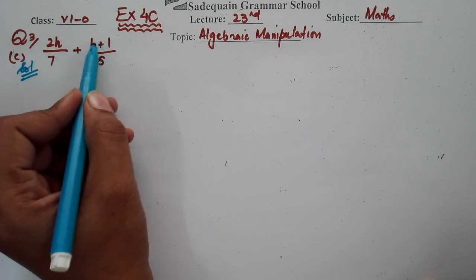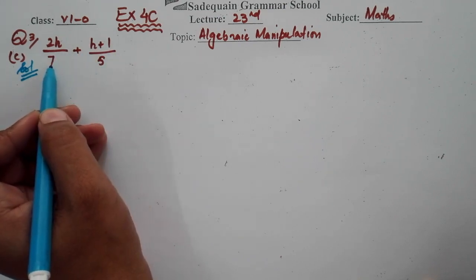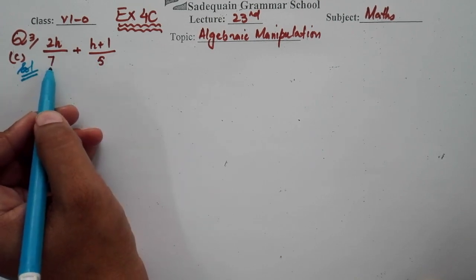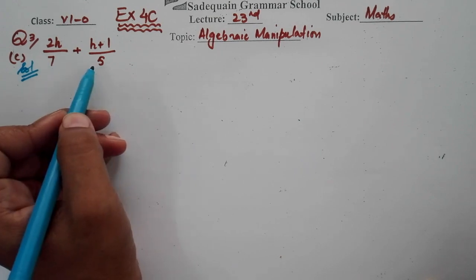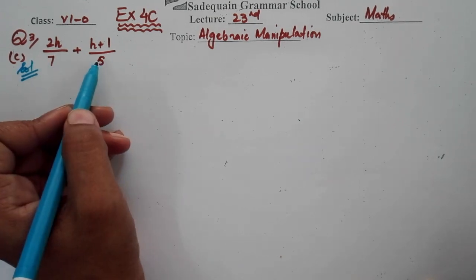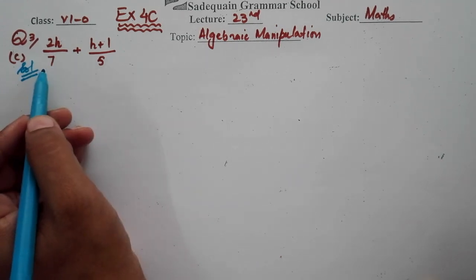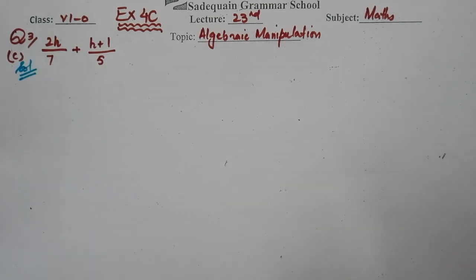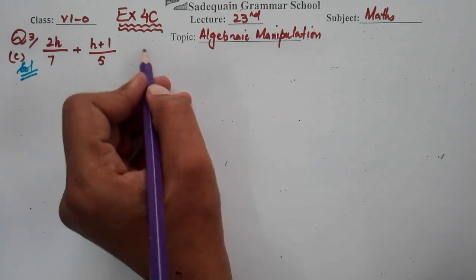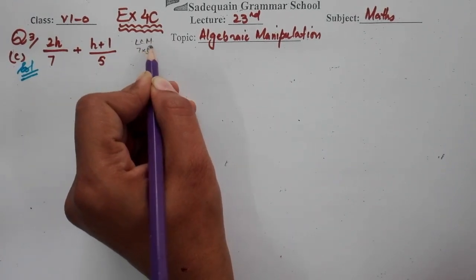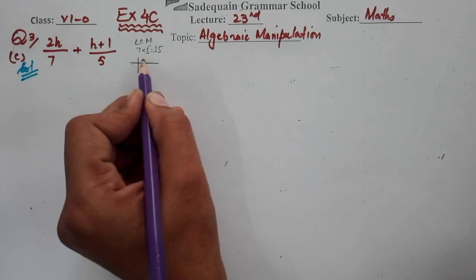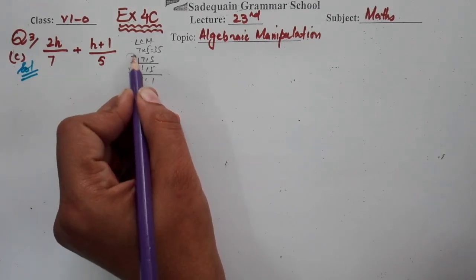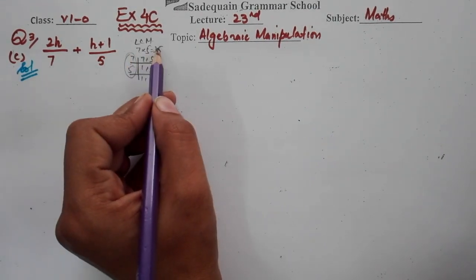Now, 2h upon 7 plus h plus 1 upon 5. The denominators are different, so in order to add them, we have to take the LCM. Both numbers, 7 and 5, are odd numbers, but they are also prime numbers. I'm giving you the tip that whenever we have prime numbers in the denominator, we can take the LCM by multiplying them, because 7 fives are 35. So the LCM will be 7 multiplied by 5, which is 35. If I take the LCM of 7 and 5, I'll get the same answer, because both numbers are prime. So just remember, in the case of prime numbers, you can directly multiply and get the LCM.